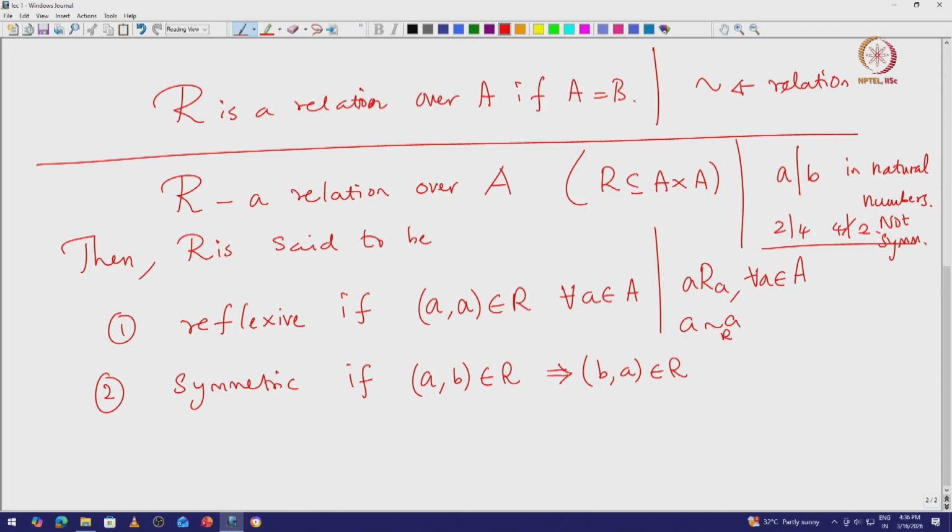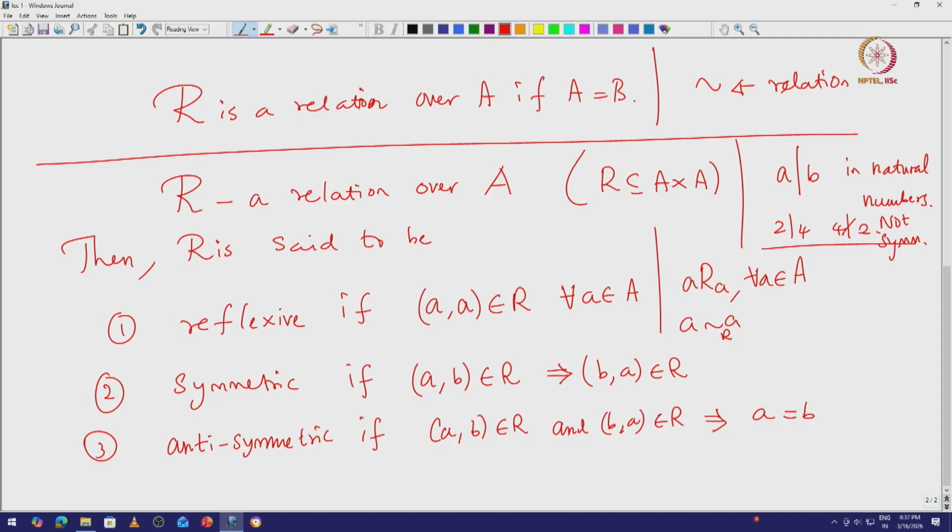Okay. So, now we call R anti-symmetric if whenever you have (A, B) related by R and (B, A) related by R, that should imply that A equal to B. So, if you think about it, if A and B are two natural numbers and A divides B and B divides A, that should imply that A equal to B. Okay. So, this division is indeed anti-symmetric.